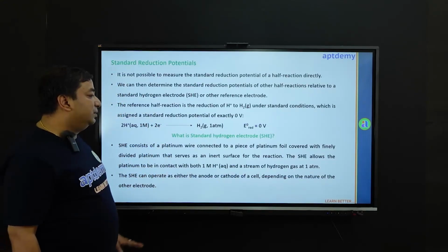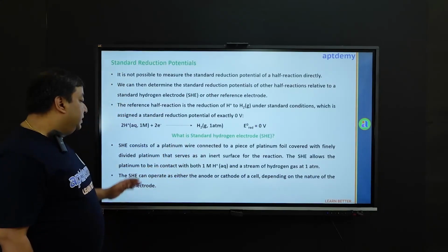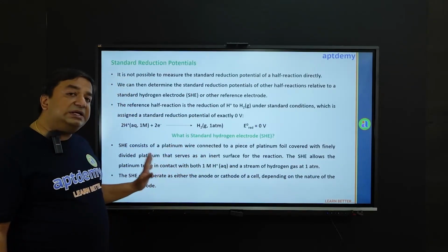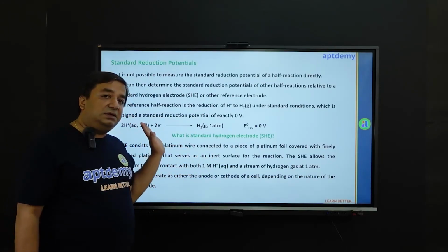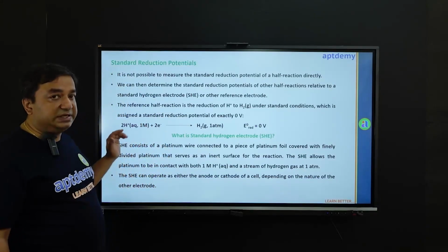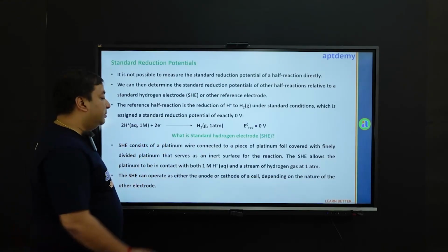One more thing, the standard hydrogen electrode can operate both as a cathode or as an anode depending on the nature of the other electrode or the half cell to which it is connected. So that has to be understood. That means it is a reversible electrode.